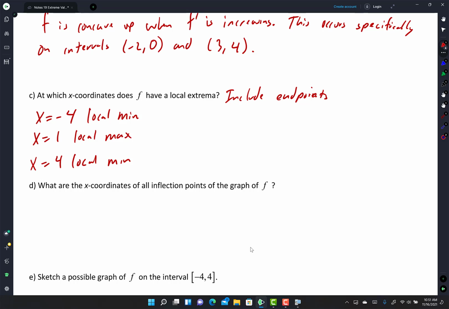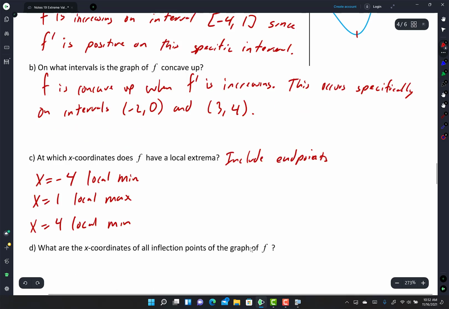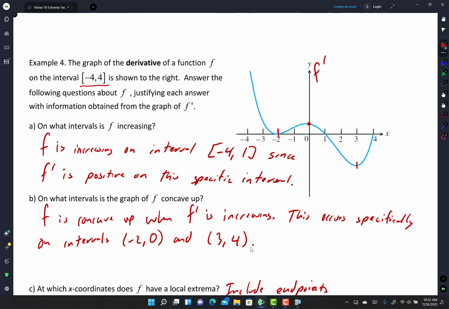What are the x coordinates of all inflection points for the graph of F? So I have inflection points where F prime prime changes signs. So that means where F prime changes from what to what? No, that's F prime prime. Where F prime prime changes from positive to negative, that changes signs. But I don't have F prime prime, I have F prime. Where F prime changes from increasing to decreasing or vice versa. Does that make sense, guys?